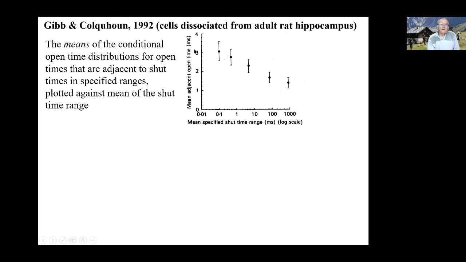This is the mean open time for openings that are next to shut times in a certain range around here, plotted against the mean of that shut time range. So we see that next to short shut times, we see long openings, and next to long shut times, we see shorter openings. We can see this with other receptors too, though it's particularly clear in the case of NMDA receptors.